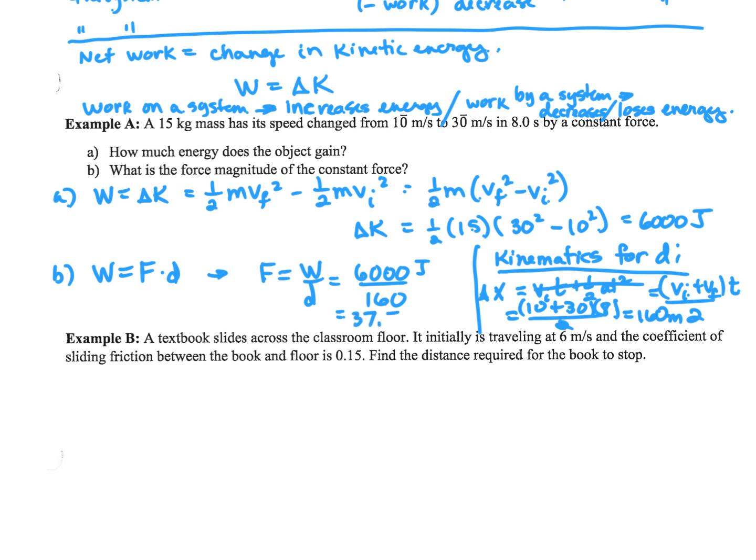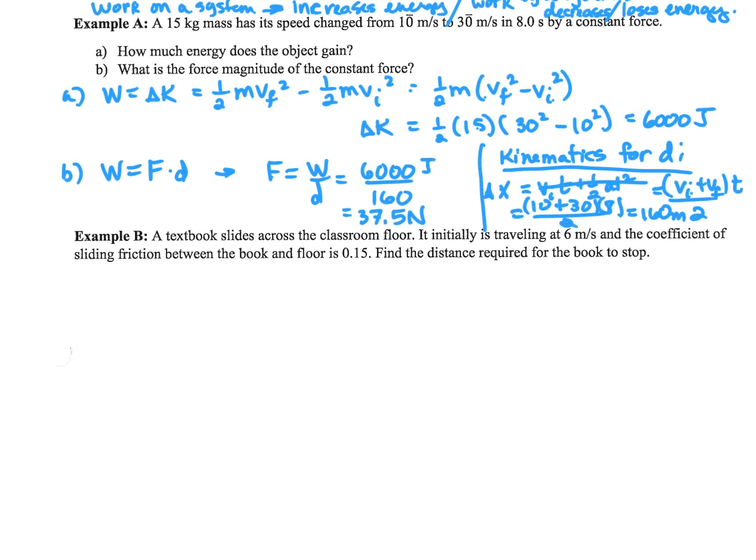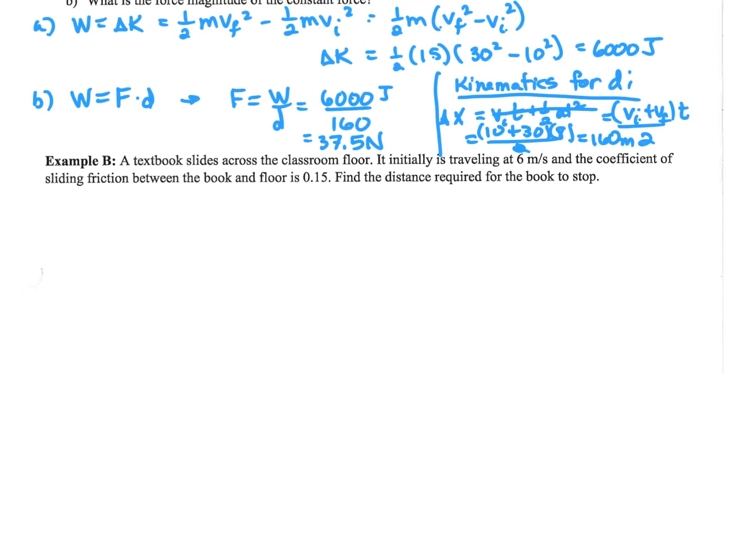All right, so example B. We got a textbook sliding across the floor, initially traveling at 6 meters per second. We've got coefficient of sliding friction between the book and the floor is 0.15. So, first thing you ask yourself, it says find the distance required for the book to stop. Is this thing gaining or losing energy? I hope you think losing, because it's going to be going slower at the end, isn't it? Okay, so what is the first thing we know? First thing we should know is friction does negative work, doesn't it?